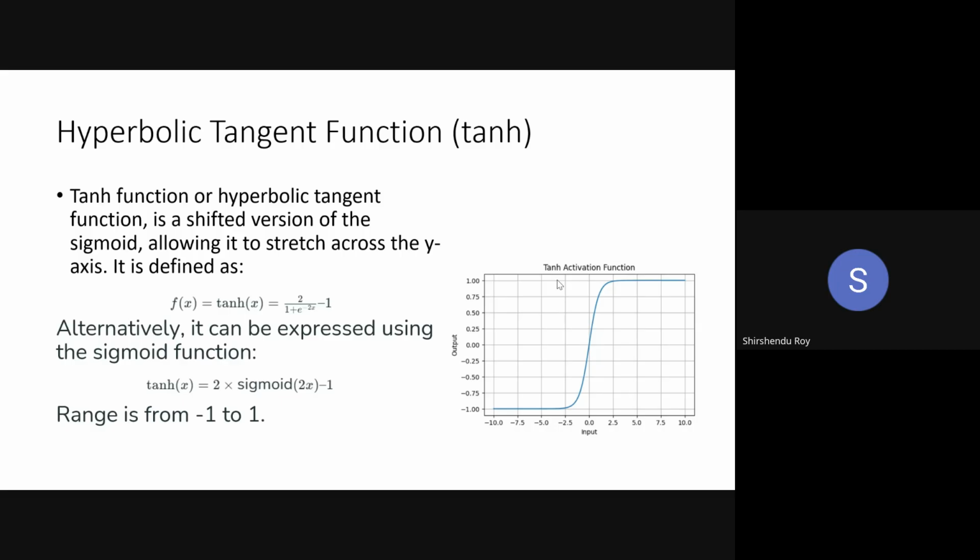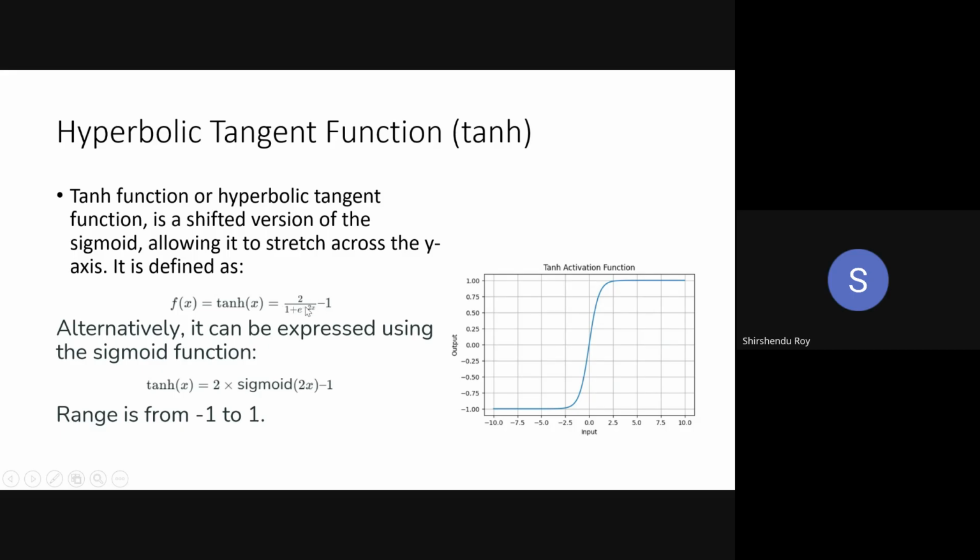What is the range of this function? Range is -1 to 1. So what is the equation? The main equation for tanh is 1 minus e to the power minus x divided by 1 plus e to the power minus x. And if you multiply both sides by e to the power minus x, we'll get this equation.